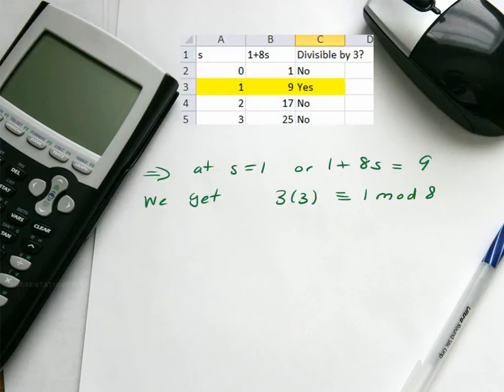So this is what we did in class the other day. We just listed out and we found a solution. At s equals 1, I get 9, which is divisible by 3. So that tells you what turns things to 1. What turns my 3, which was my a tilde, to 1 is multiplying by 3. The 9 is 3 times 3. So that's where I get this from.